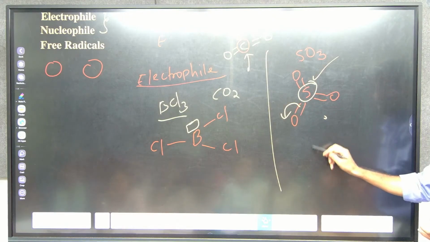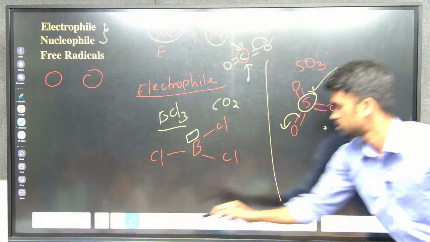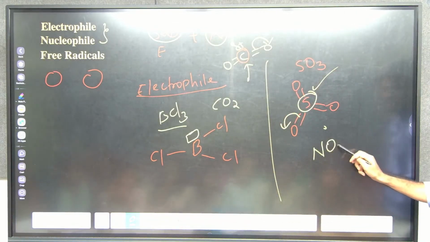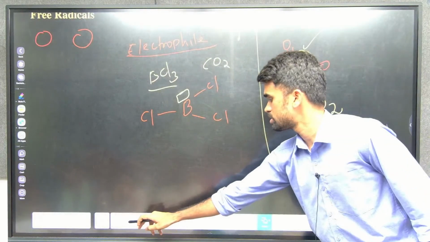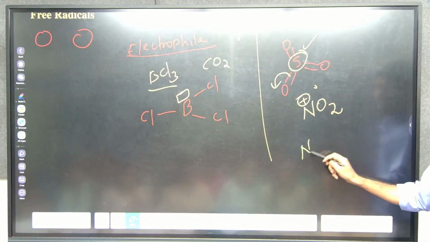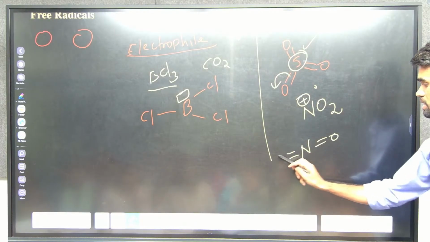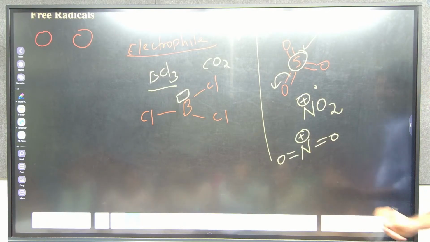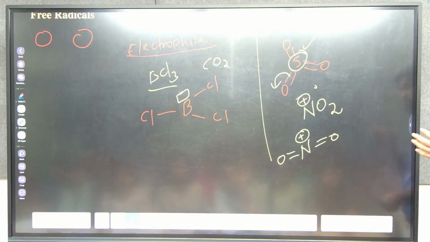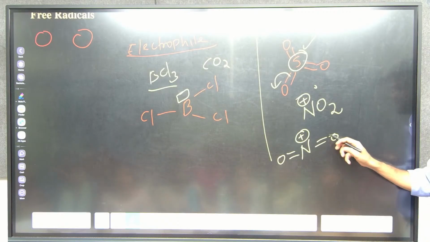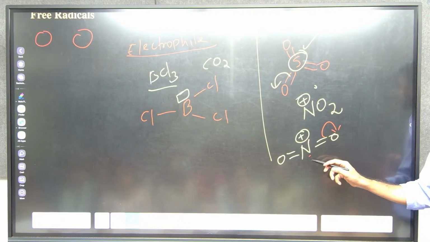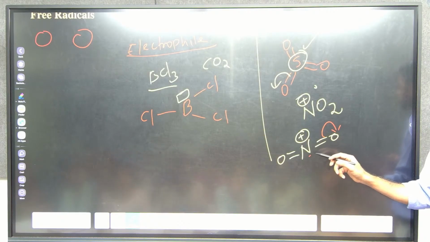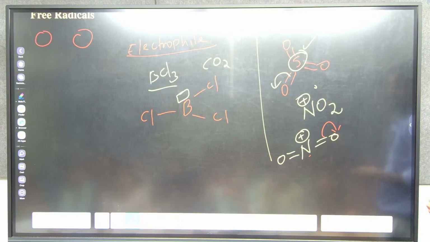Now see here, NO2 plus I am writing. NO2 plus. So first look at those things again. Nitrogen in the middle, oxygen this side, one more oxygen this side, and a positive charge. See here, it might look like 8 electrons, but again it drags the electrons towards itself. So what is the charge created on this? So this is also an electrophile. Is this clear? Okay. Next one.